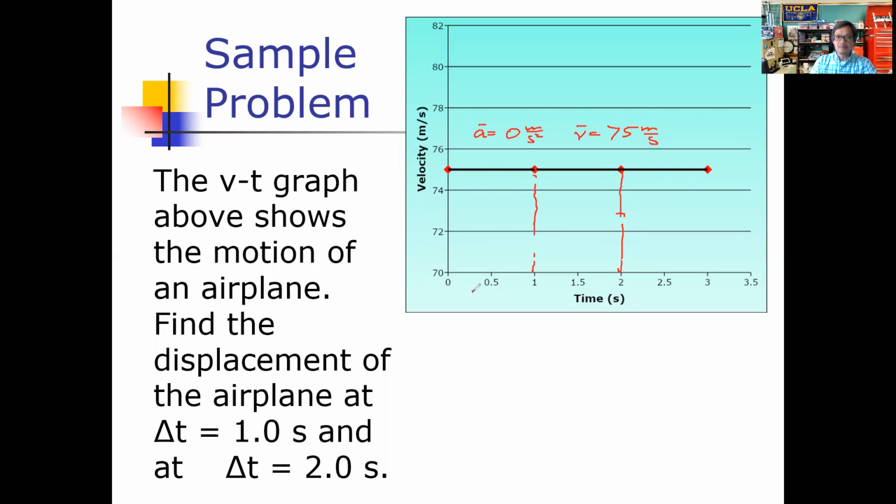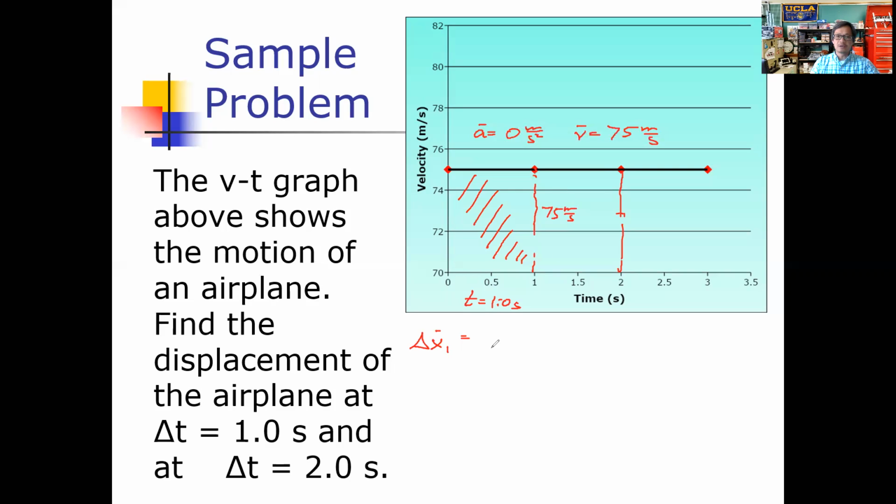So the first time interval here is going to be 1 second. Okay, so if we can find the area underneath this particular graph here, then we can find the displacement. So let's go ahead and do that first. Displacement 1 is going to be equal to length times width. The width here is going to be 1 second. The length here is going to be 75 meters per second.